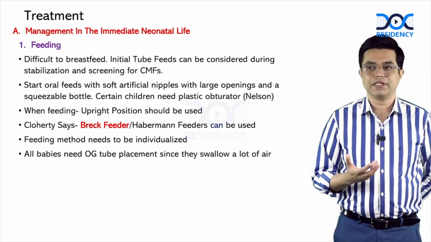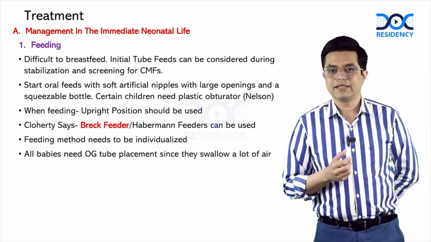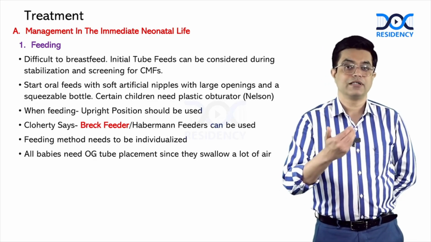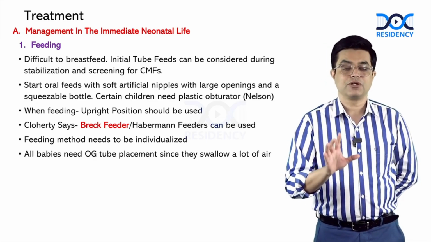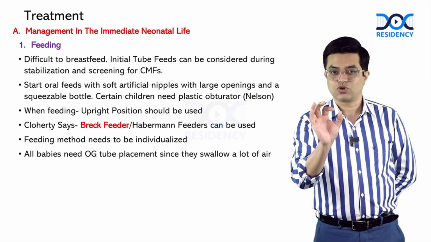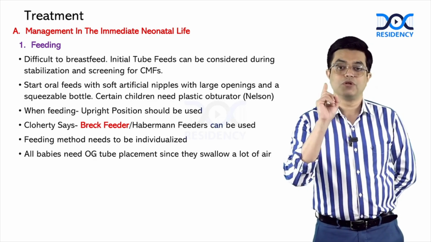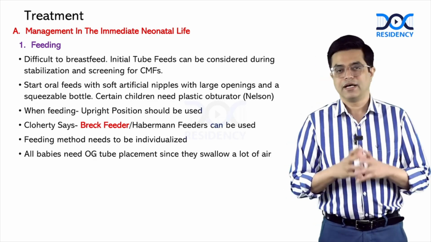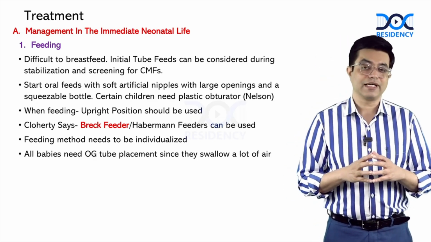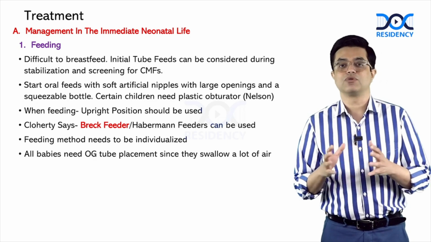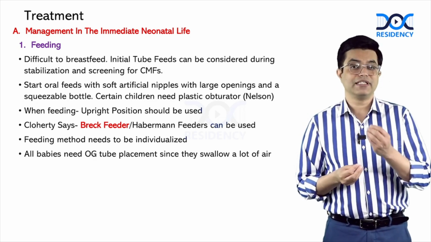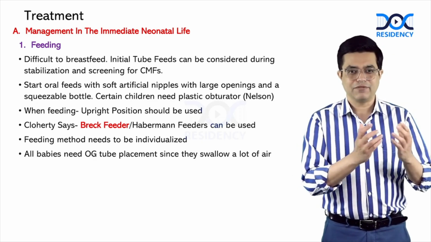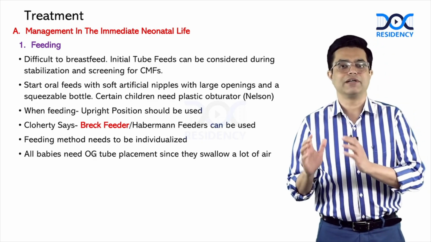Now, many times what will happen is the baby will be syndromic and the sucking action will not be very effective. In such cases, prolonged tube feeding may be required. But in the vast majority of children, specialized soft nipples with squeezable bottles should be preferred and encouraged instead of tube feeds. According to Cloherty, specialized feeders like Breck feeder and Haberman feeders can also be used in these patients. However, what should be the exact mode of feeding? That will depend upon the type of defect and whether it is syndromic or an isolated cleft lip and cleft palate.